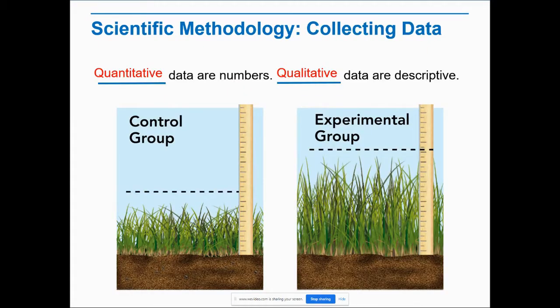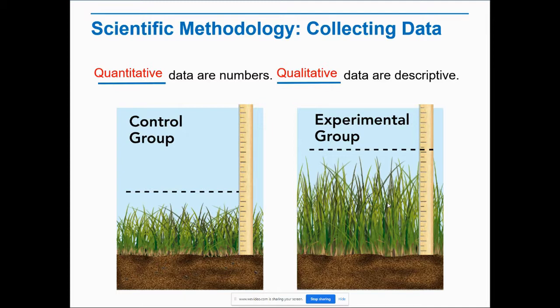So in our experiment here, what type of data is being collected? Well, you can see that they are measuring the height of the grass. Therefore, they are collecting quantitative data because measurements are a number. Anything you can measure, whether it's the length, the height, the width, the weight or mass, anything that you can put a quantity to, if there's a number involved, that is a quantitative piece of data. If it's something that you can describe, like the sky is blue, that is qualitative.